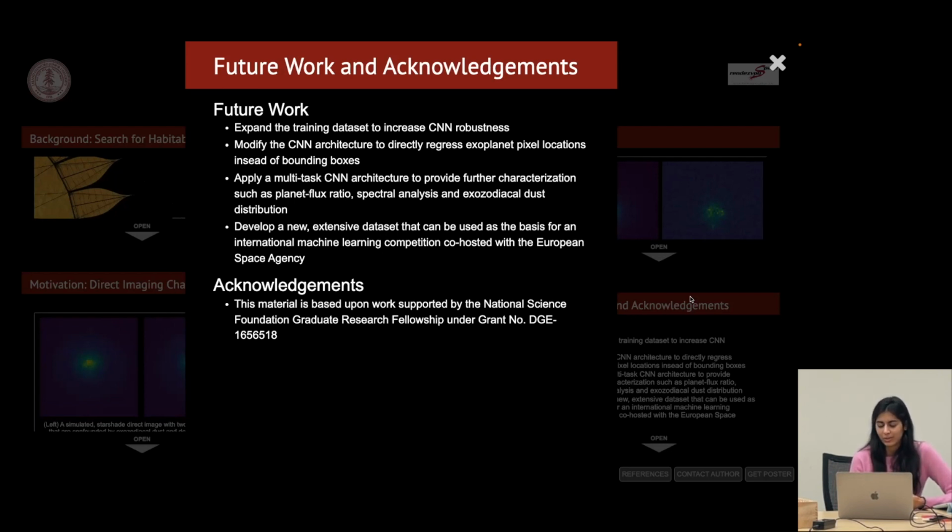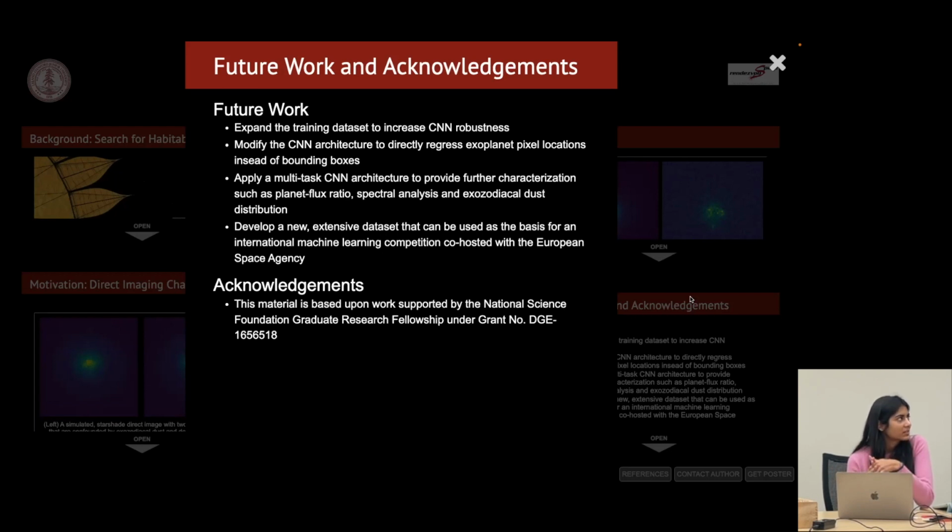Additionally, what I've been working on this quarter and hoping to have results early next quarter is modifying a CNN architecture to, instead of regressing the bounding box of an exoplanet, directly regress the centroid of the exoplanet, since the planets are so small in the image, we don't really care about the bounding box as much. Looking a little bit further into the future, we want to incorporate a multitask CNN architecture so that we are not only identifying the location of the planets in the image, but also extending this to further characterization. So the planet flux ratio, studying the exozodiacal dust and understanding its distribution in the image.